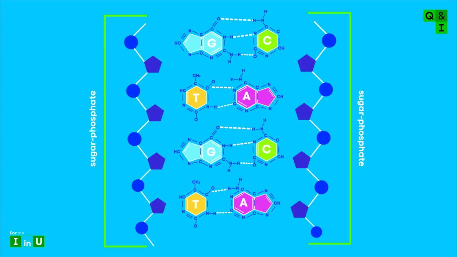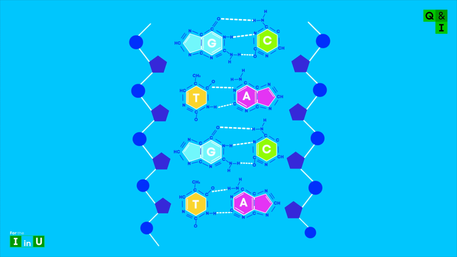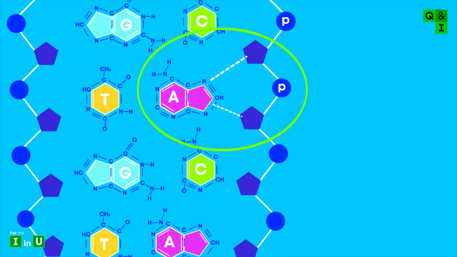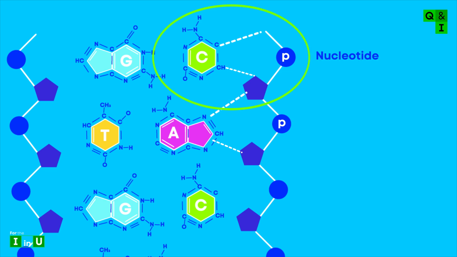The sugar-phosphate backbone acts as the sturdy support of our staircase, giving DNA its structure and stability. These bonds, known as phosphodiester bonds, link the sugar molecules of adjacent nucleotides.